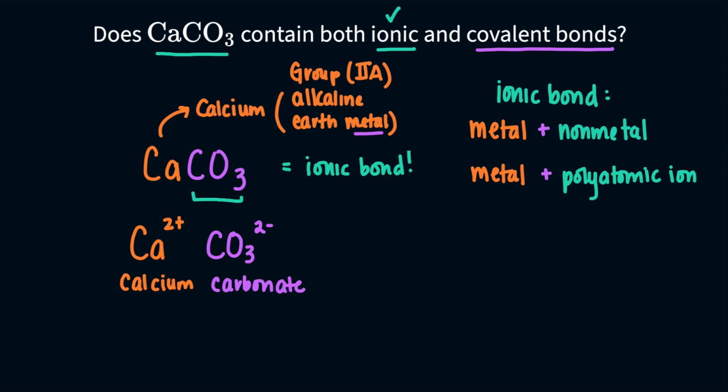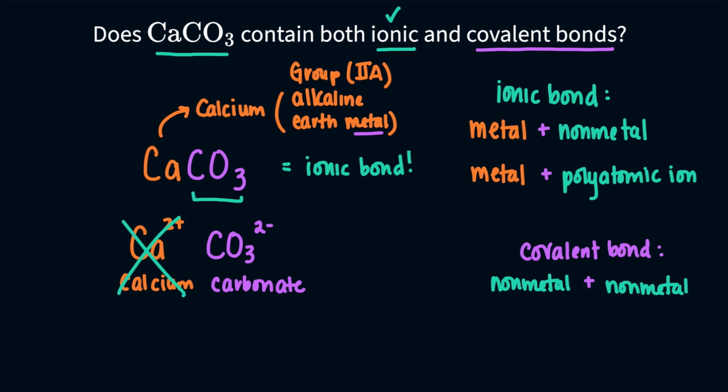But now the question is, do I have a covalent bond? Well, covalent bonds, this one usually doesn't have any exceptions. Usually, if you see that you have a nonmetal bonded with another nonmetal, so basically 2 or more nonmetals. If you have a nonmetal plus a nonmetal, that is a covalent bond. And we just have to see if we have that, right? Well, can't be with the calcium because the calcium is the metal.